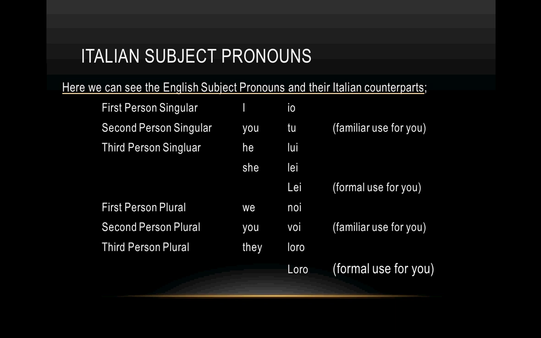The first person plural, which is we, is noi. The second person plural, which is you, is voi. And the third person plural, which is they, is loro. Now you'll notice by the Italian words that there were a couple things that said familiar use for you, formal use for you.